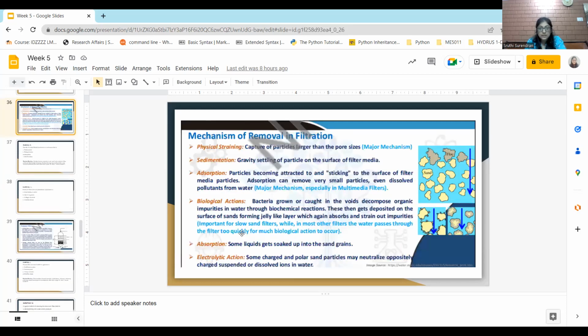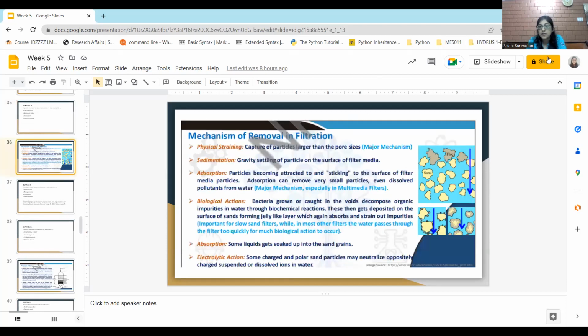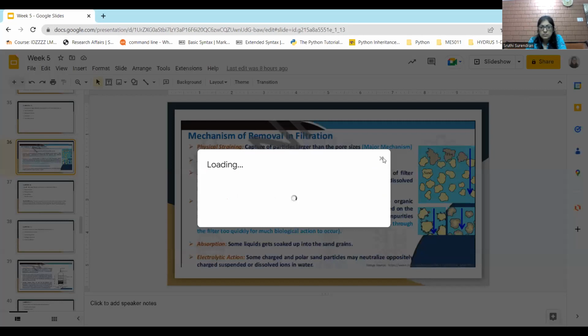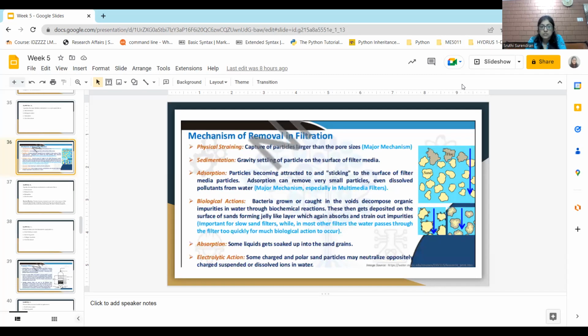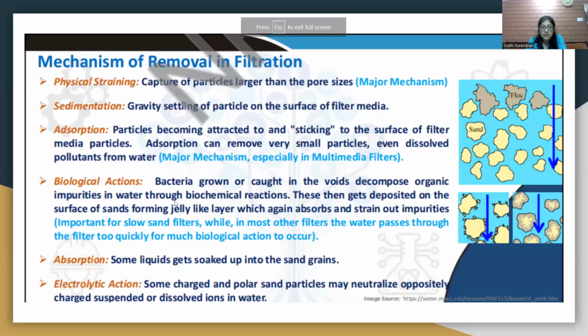Okay, the 10th question is about the filtration mechanism in the multimedia filter. Multimedia means there are various filtration materials, like sand, gravel, and stones greater than gravel size. So what is the major mechanism happening in a multimedia filter? Adsorption is the process that majorly occurs in a multimedia filter. Adsorption is when impurities stick onto the surfaces of the solid particles.